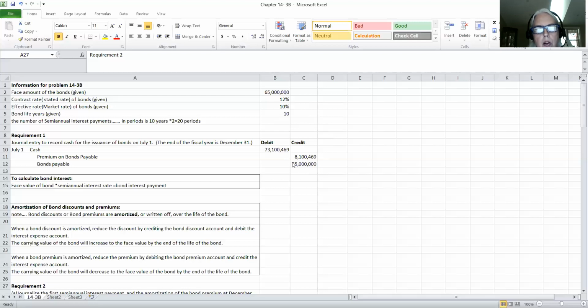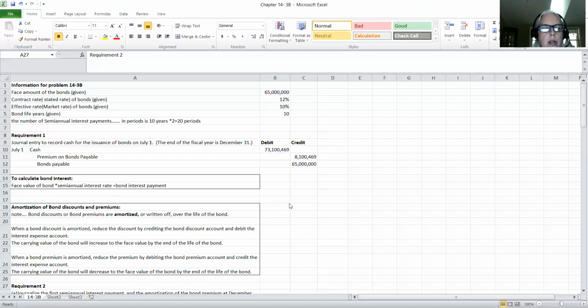So in this particular example, we're going to have to figure out how to pay bond interest. This block here that I've outlined for you is going to show you how to calculate the bond interest if you've forgotten. We're going to take the face value of the bond and multiply that by the semi-annual interest rate, and that will give us the bond interest payment. We're going to do that in just a minute.